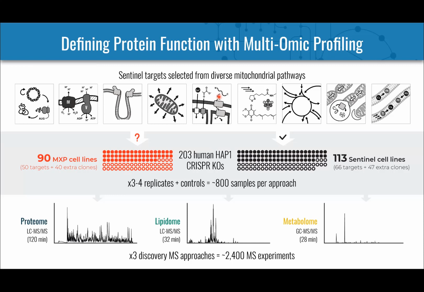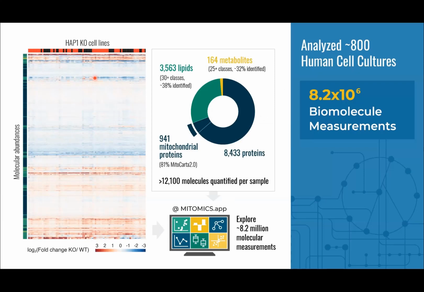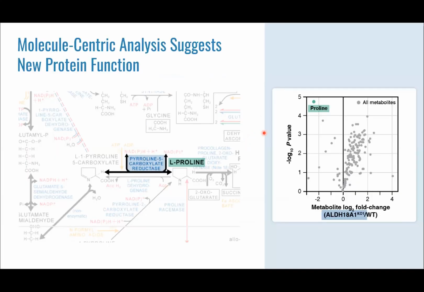We have about 800 different cell lines to process, but we're going to do the proteome, the lipidome, and the metabolome on each of those. So 2,400 seems to be the magic number for large-scale studies in my lab, I guess. So anyhow, now we've analyzed these 800 cell cultures. We have about 8 million biomolecule measurements. We cover about 8,400 proteins, 3,500 lipids, and 160 metabolites, and we can put this out. We can make this giant heat map you're seeing over here. About 12,000 molecules quantified per sample. But let's talk about what you can do with it.